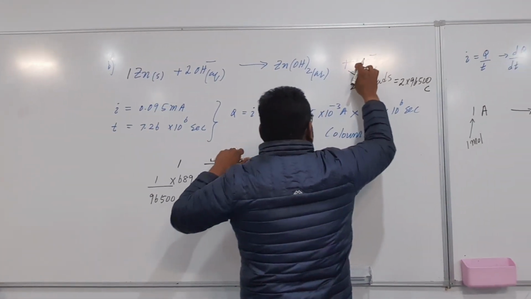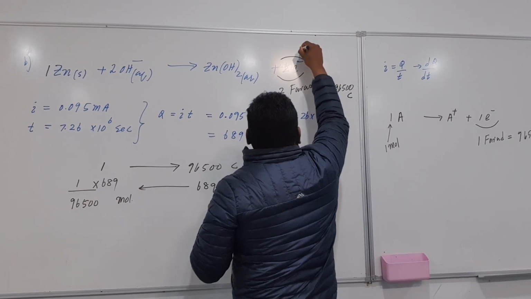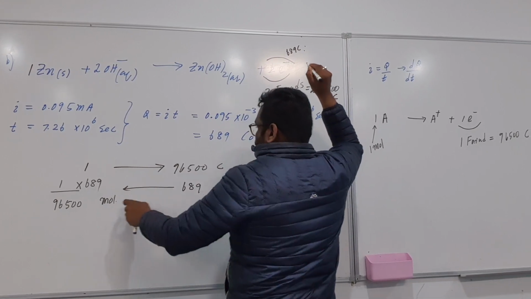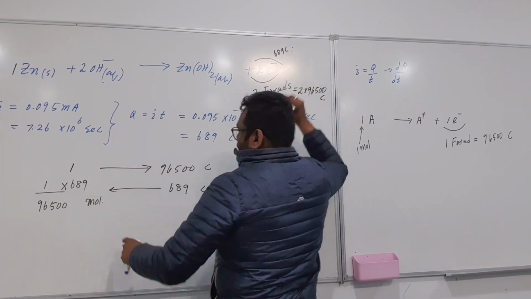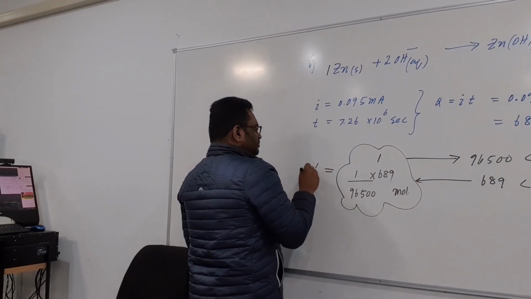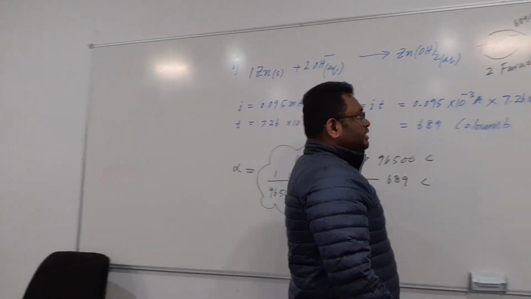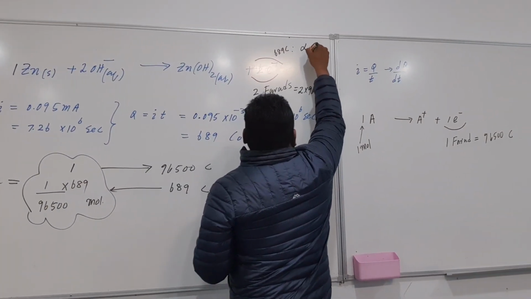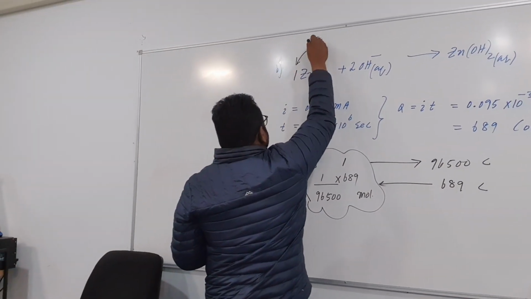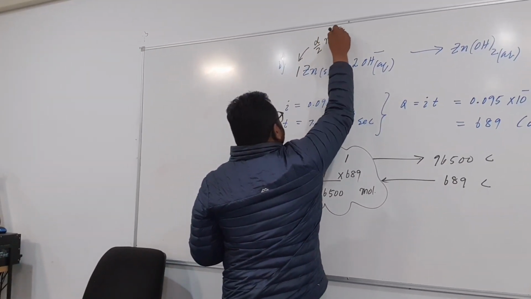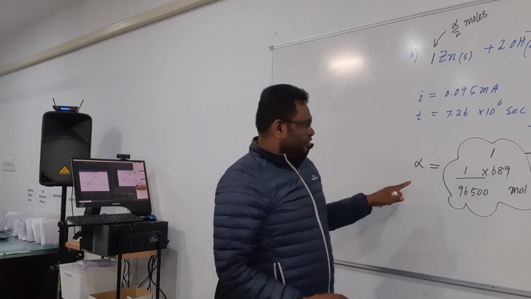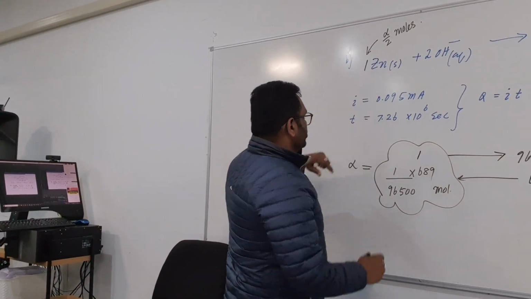So I'm saying this is 689 coulombs and that is corresponding to this much of moles, right? So I would say this is going to be my alpha. If this is alpha moles, if you have alpha number of moles here, how many moles do you get here? Alpha divided by 2 moles. Makes sense? So how many zinc moles are you going to get here then?